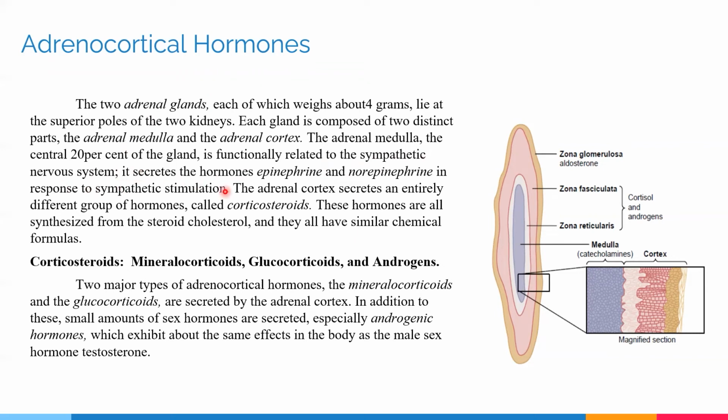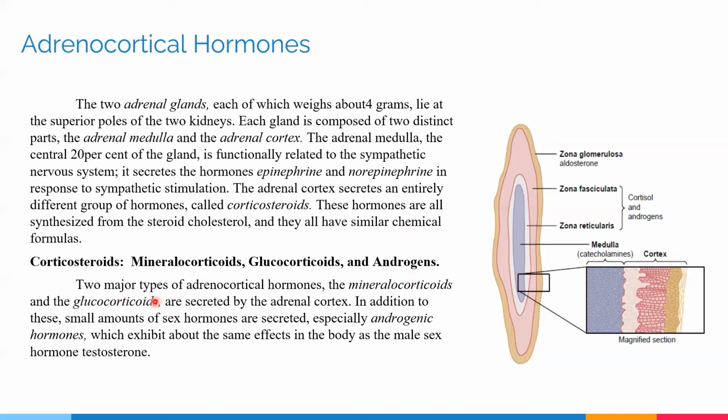It secretes the hormones epinephrine and norepinephrine in response to sympathetic stimulation. The adrenal cortex secretes an entirely different group of hormones called corticosteroids. These hormones are all synthesized from the steroid cholesterol and all have similar chemical formulas. Let us now look into the corticosteroids, which include the mineralocorticoid steroids, glucocorticosteroids, and androgens.